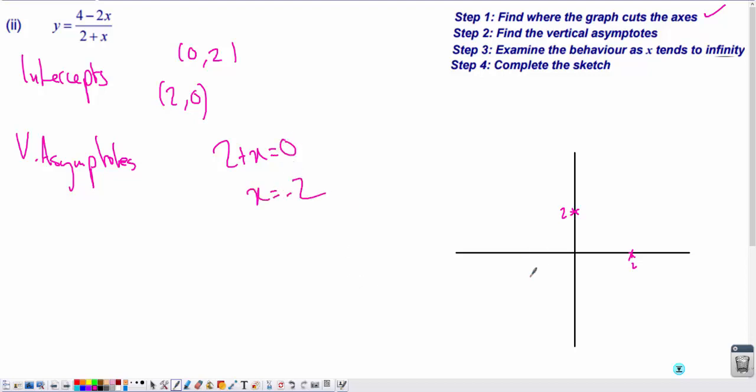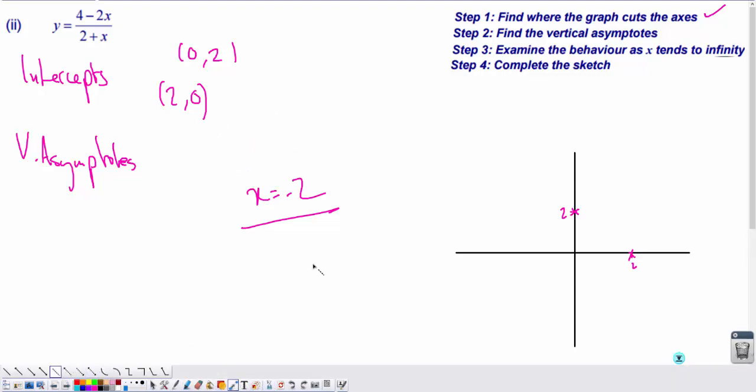And there's only one vertical asymptote here. So that's the equation of your vertical asymptote. It's when your denominator is equal to 0. Right? So x equals minus 2. Let's do a line for that, and then we're going to find our horizontal. So x equals minus 2.